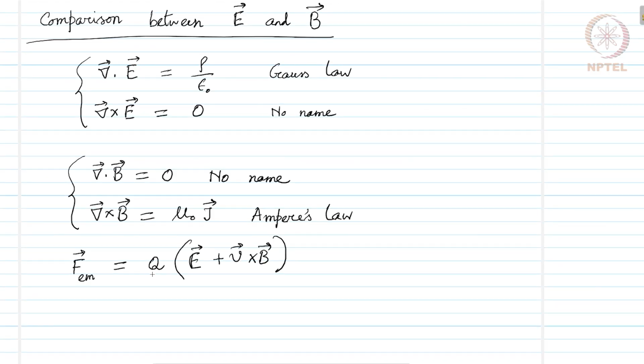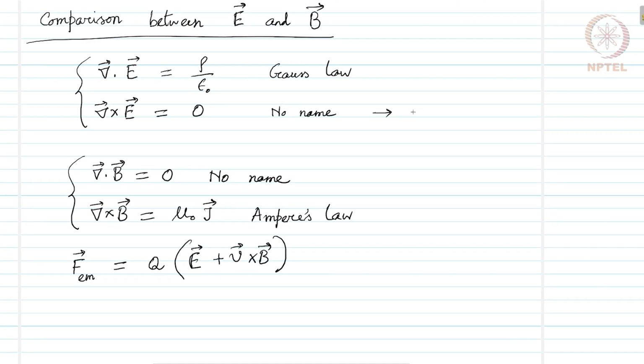So, we find that electric field and magnetic field do not behave similarly to each other, and because we had curl of the electric field going to 0, that let us define a scalar potential.